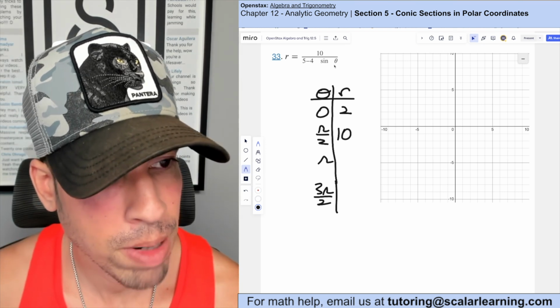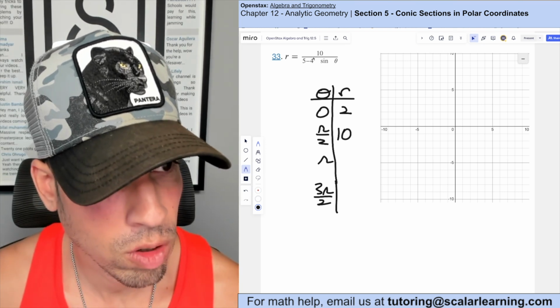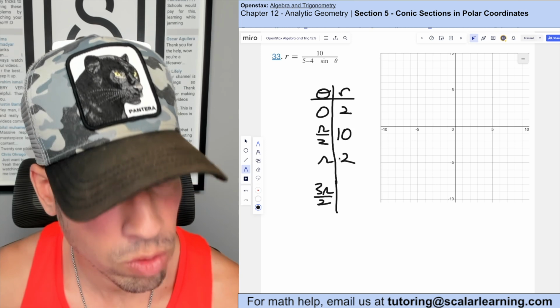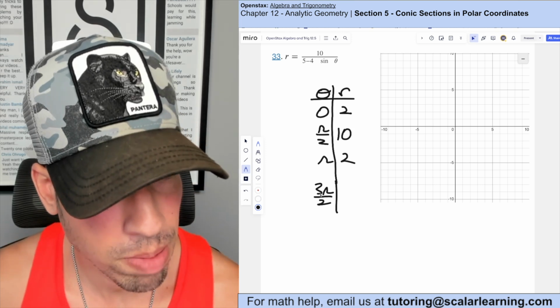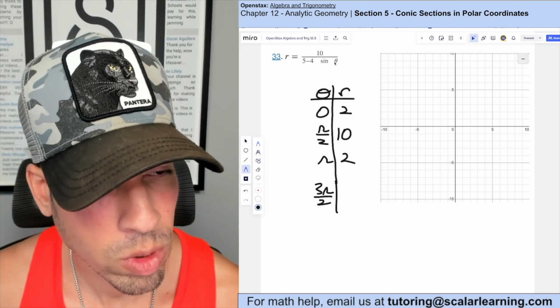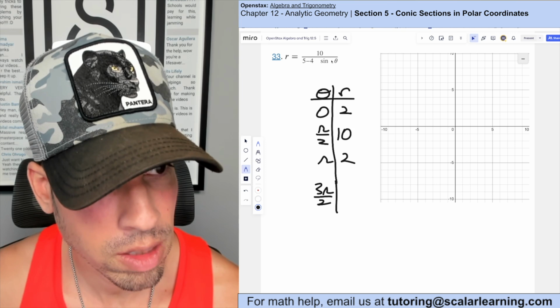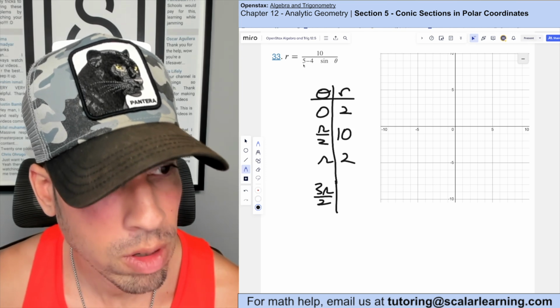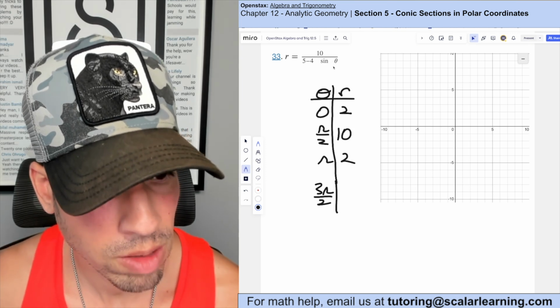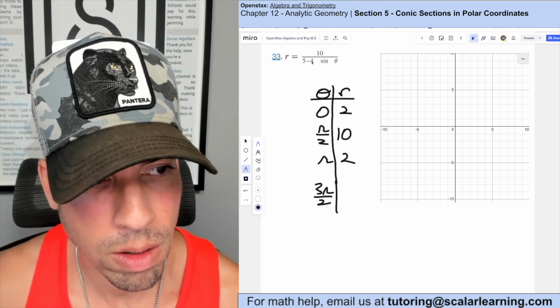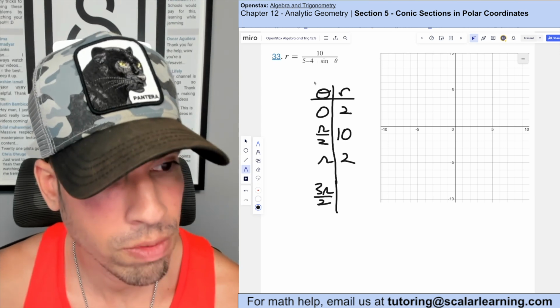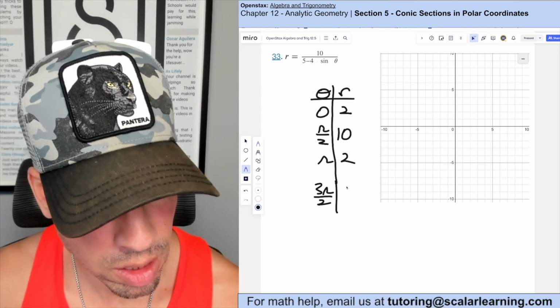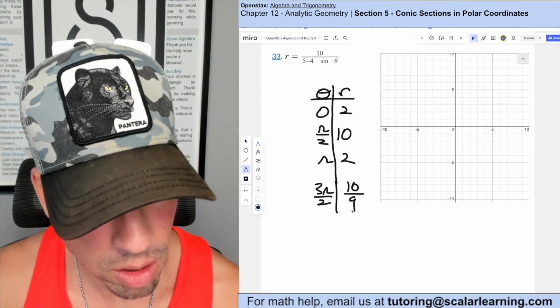Okay, then we've got pi. That is, again, 0. So it's 10 over 5, which is 2. And then we're going to plug in 3 pi halves, which is, once again, -1 this time. So we've got 10 over 5 minus 4 times -1. -4 times -1 is +4. And then we got 5 plus 4 and 10 over that. So that's 10 over 9. All right, let's plot these out.